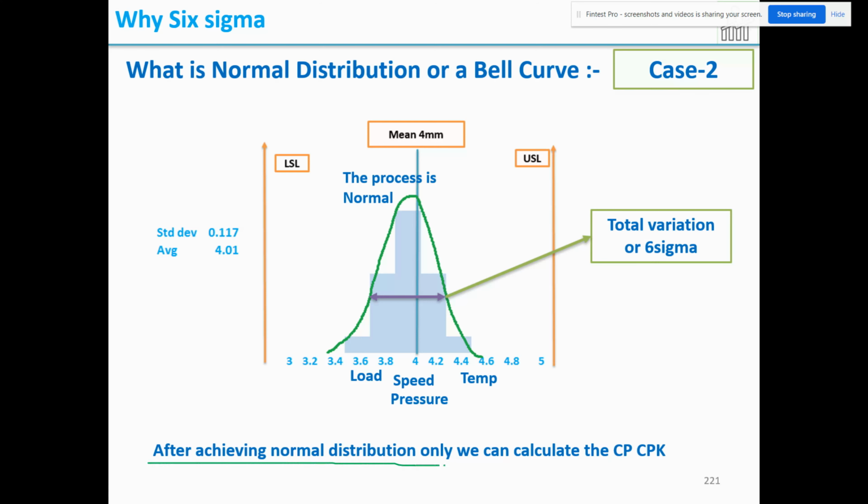After achieving normal distribution only, we can calculate CP/CPK. So this is important. That means only after achieving the normal distribution can we calculate CP/CPK. So what is CP/CPK? We are going to see at the end of this session.